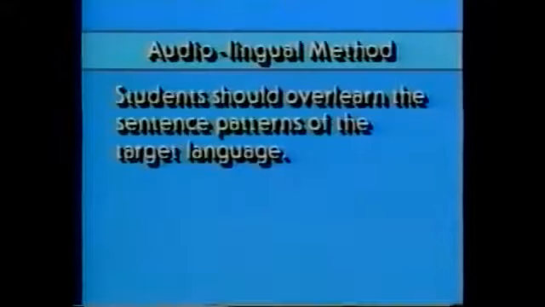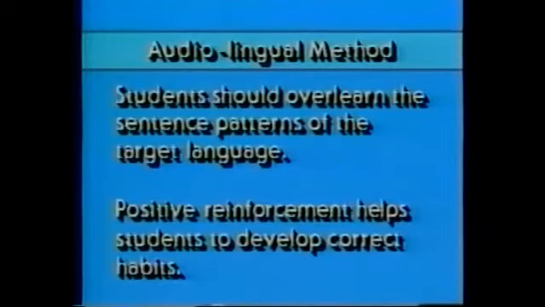Later in the lesson, the teacher used grammar drills, a single slot substitution drill, and a question and answer drill. These drills help students to learn, or even better, to overlearn the sentence patterns of the target language. The overlearning leads to automaticity. You may have noticed that the teacher often said good or very good. In this way, he positively reinforced his students' work. Such reinforcement helps the students to develop correct habits.